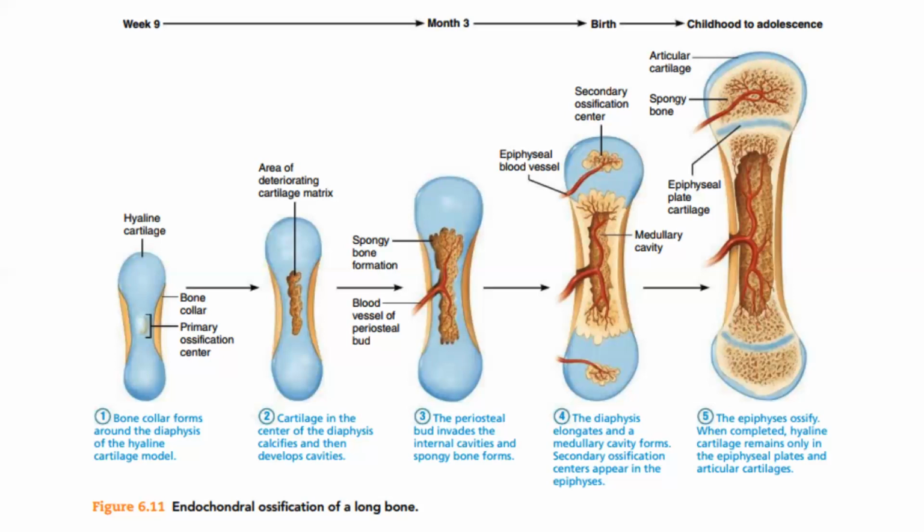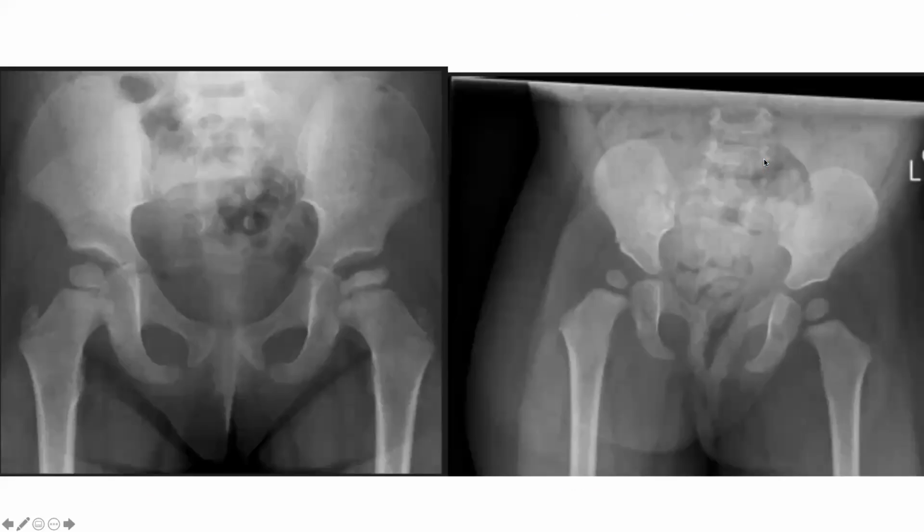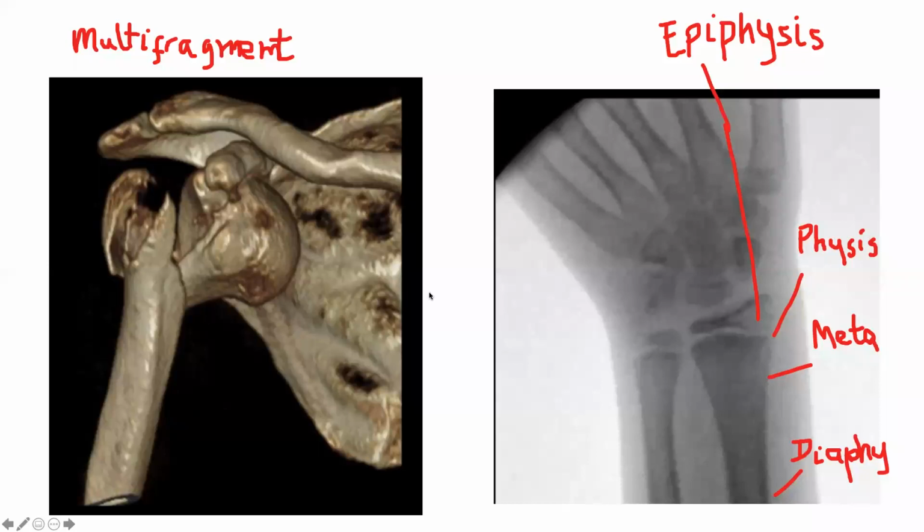And these plates will stay open until we get skeletal maturity, which is usually about 16 years in boys and 14 years in girls. So now you can appreciate these little cartilages. They are still young, so the small cartilage forming the secondary ossification center is a little bit small, and once they get older, they will get bigger.